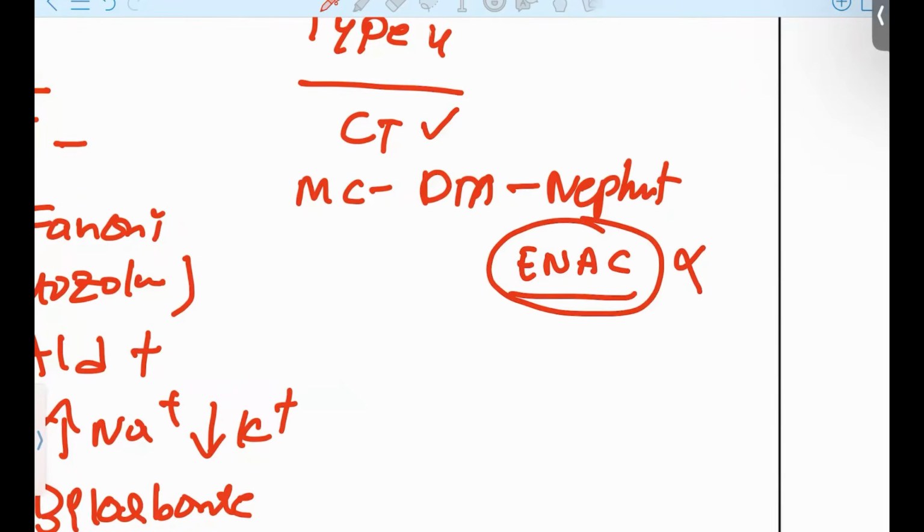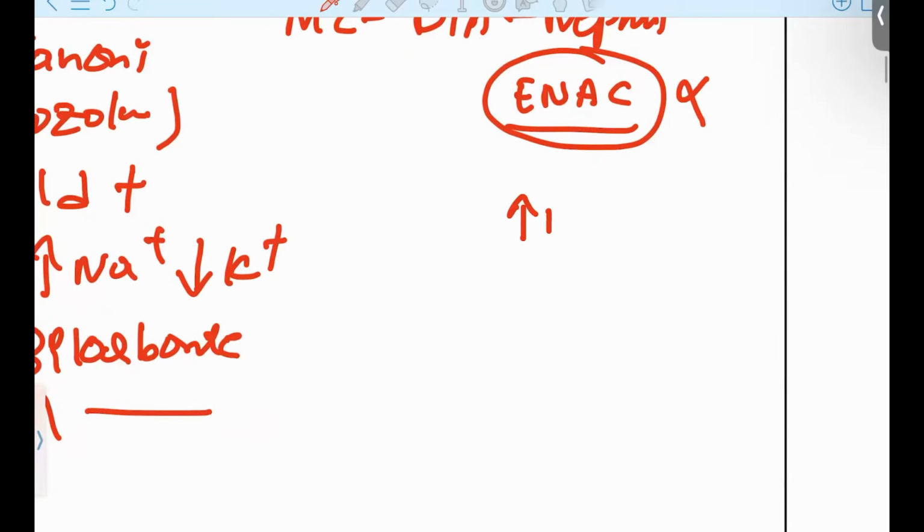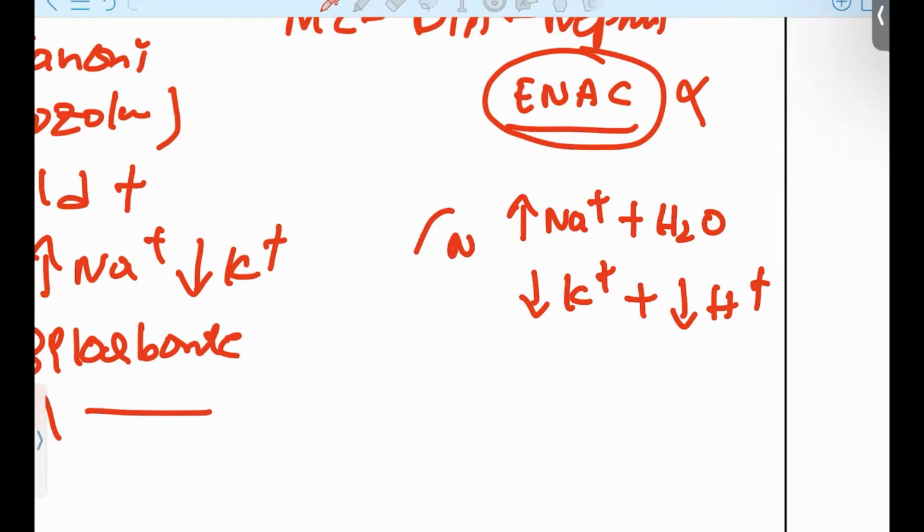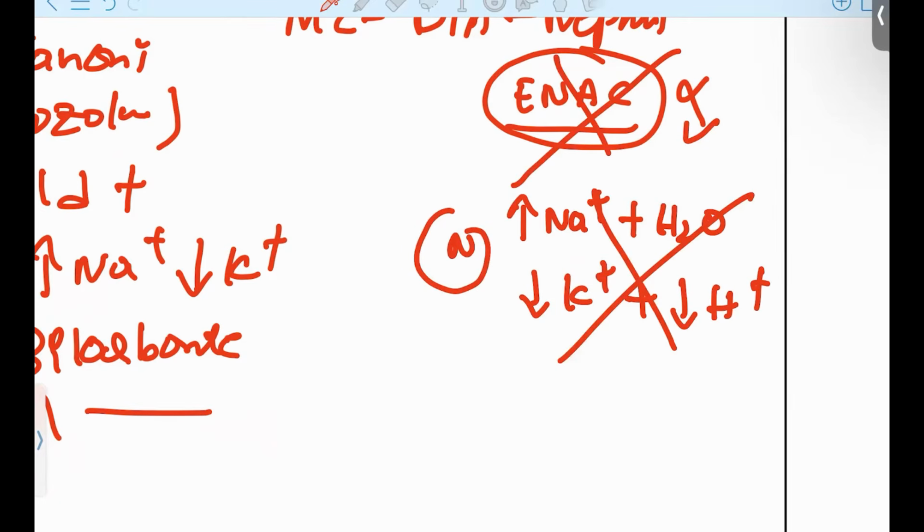The main function of the ENaC channel is to increase the sodium along with the water. Okay, and it will decrease the potassium plus decrease the H ions. This is the normal function of the ENaC. But if the ENaC channel is blocked, what happens? This is also not functioning properly, right?